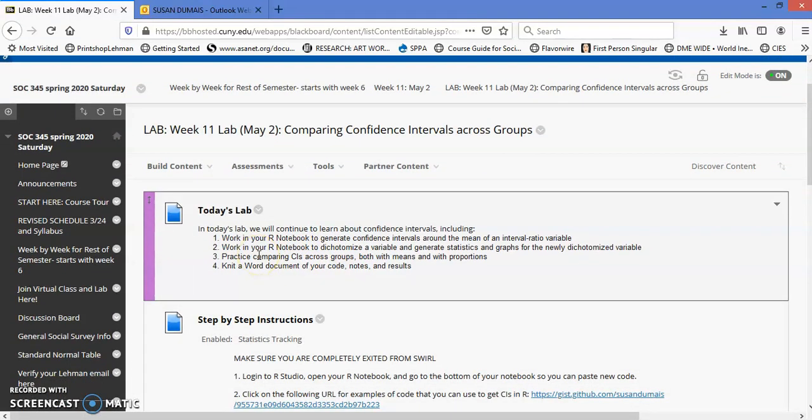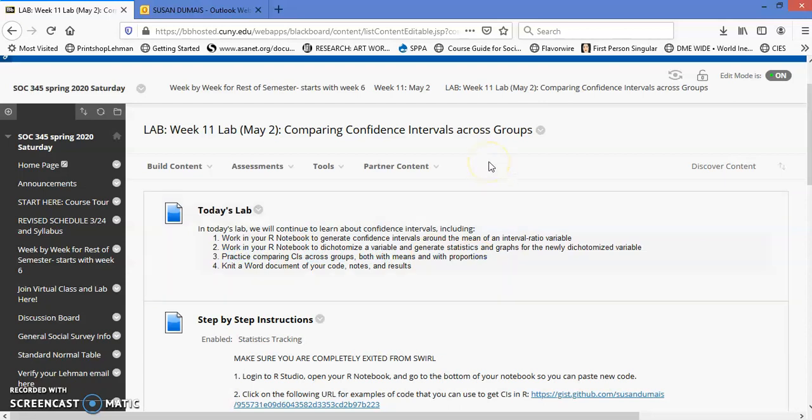Just to briefly look at what we're going to be doing. We're continuing learning about confidence intervals. We'll review what we did last time where we made confidence intervals around the mean, where we dichotomized a variable and made a confidence interval around that proportion. And then we're going to compare confidence intervals across groups. That's the new thing that we learned about today and that we're going to be talking about in the lab and practicing with our interpretations.